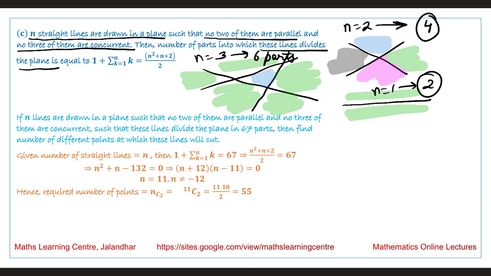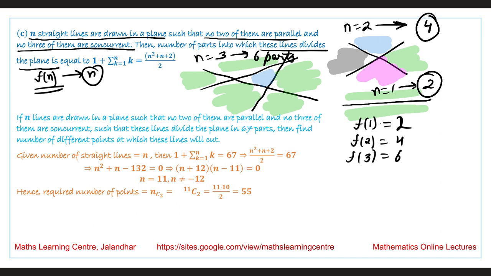Suppose we have f of n, this represents the number of parts in which the plane is divided when there are n lines. So the value of f of 1 is equal to 2. The value of f of 2 is 4. The value of f of 3 is 6. Now suppose I have these 3 lines in this plane, and it is given that no 2 lines are parallel.